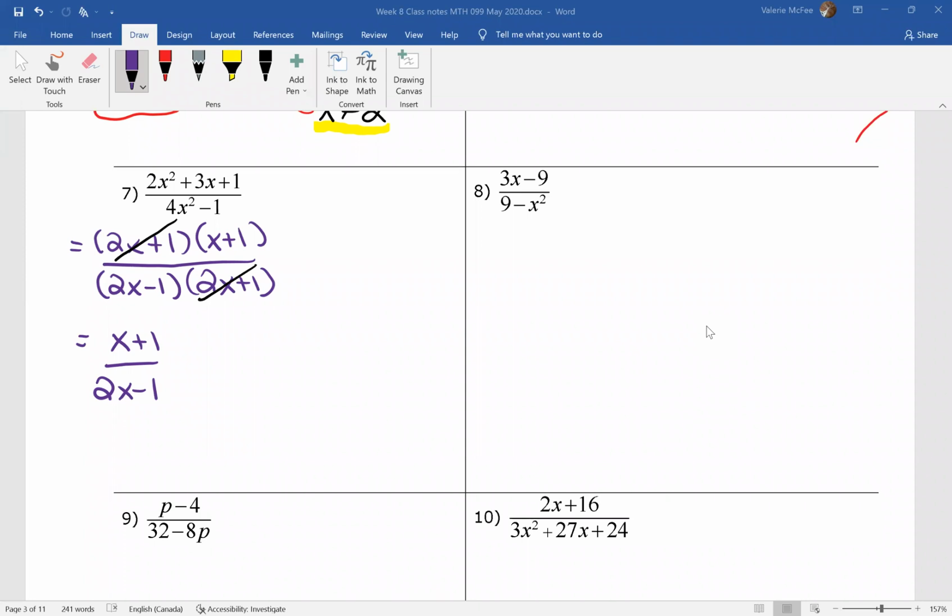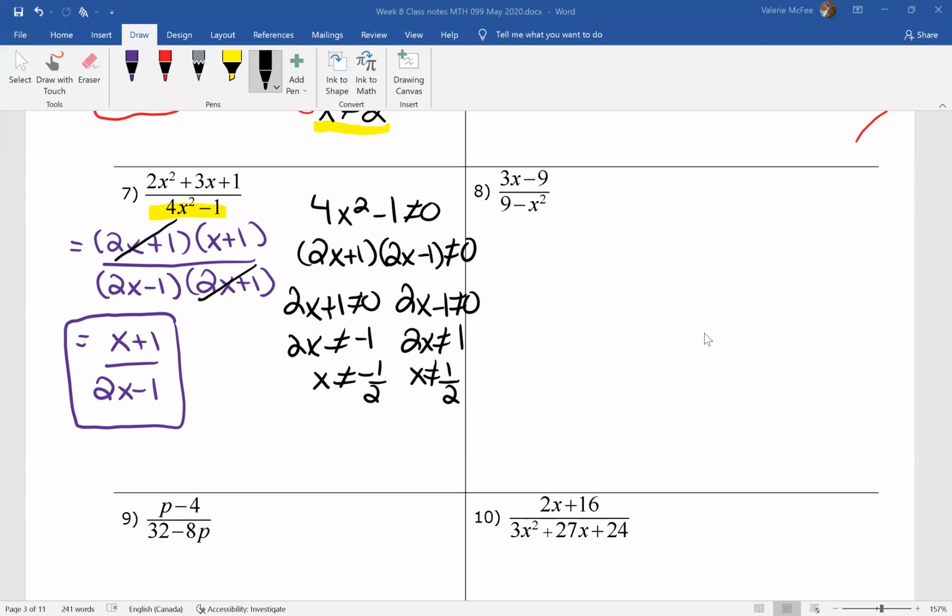So we see for question 7, I factored the numerator and the denominator. I found that 2x plus 1 is common, and this expression in simplified form was equal to x plus 1 over 2x minus 1. We needed to find the restrictions. When we're finding restrictions, we're only looking at the denominator. The denominator cannot equal 0. So we factored and found that x cannot equal negative 1/2 and x cannot equal positive 1/2.